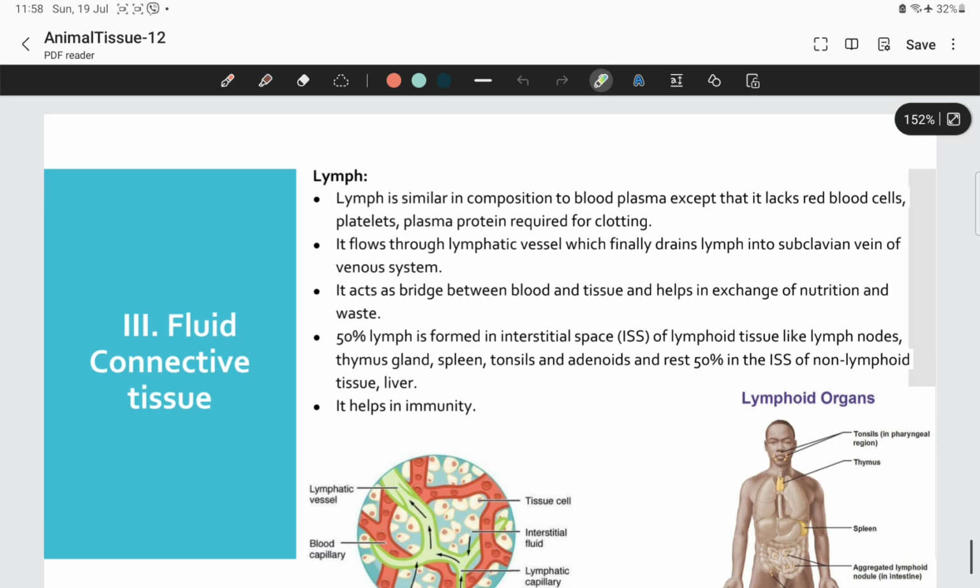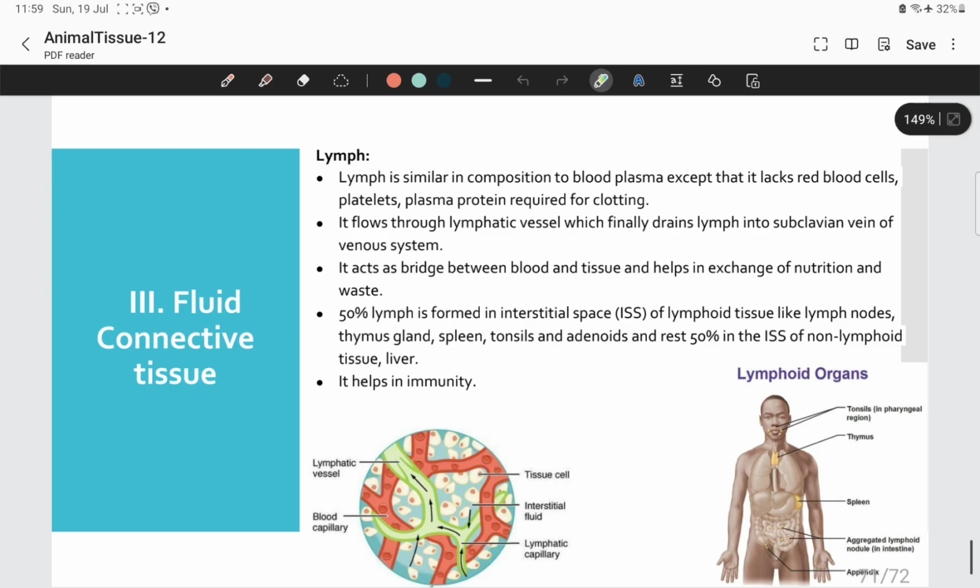Now the next fluid connective tissue we have is lymph. Lymph is similar in composition to blood, except it lacks RBC, platelets, and plasma protein, which is required for clotting. So it is similar in composition to blood, but some parts of blood are missing here: RBC is missing, platelets missing, plasma protein is missing. And it flows through different kinds of tubes that are known as lymphatic vessels. So it has got them separately.